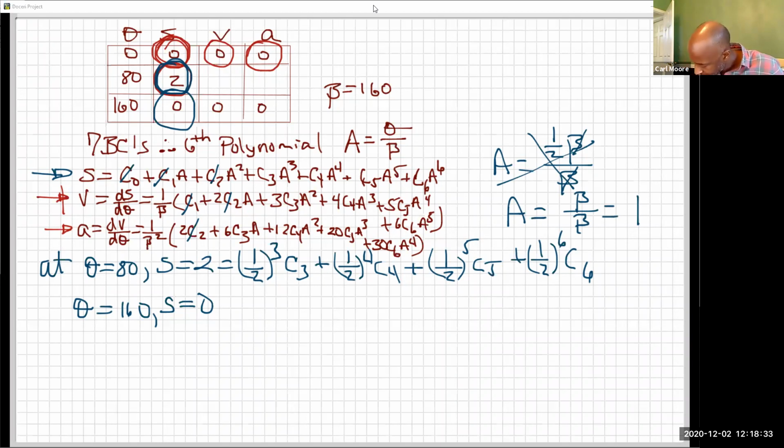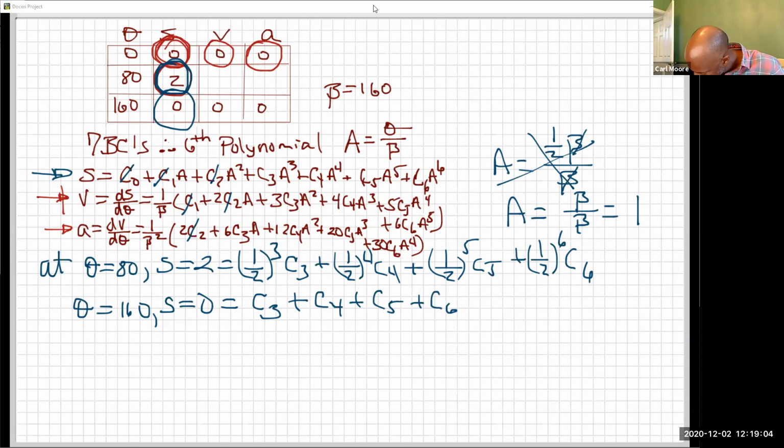So if A is equal to 1 and my S is equal to 0, again, I need to look at my S equation, which is my top equation here. Just wanted to focus your attention here. If S is equal to 0, then I should have 0 equal to C3. Again, the A is 1, so I'm just not going to write the A there. I'd just be writing 1 cubed, plus C4, plus C5, plus C6.